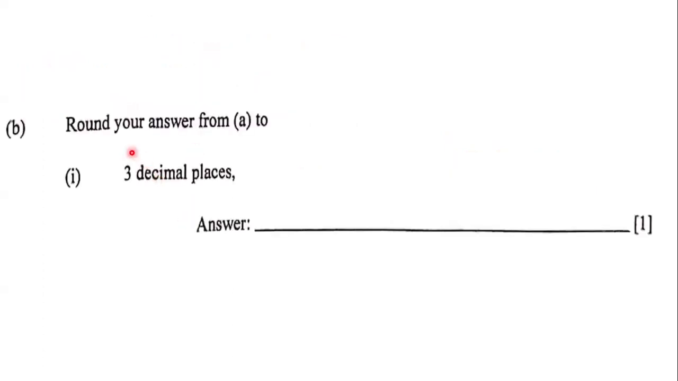The next question states, round your answer from A to 3 decimal places. And so this is our answer that we got from A, and we have to round this answer to 3 decimal places. 5 is the first decimal place, 6 is the second number behind the decimal, and 2 is the third number behind the decimal point. And so we're going to circle 2 and underline the number that's to the right of 2, which is 5. We ask ourselves, is 5 greater than or equal to 5?